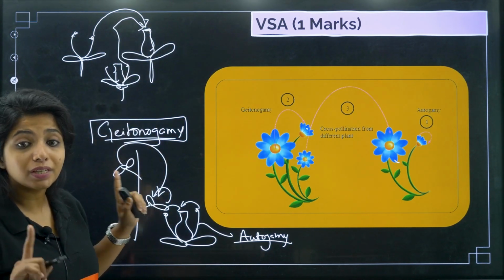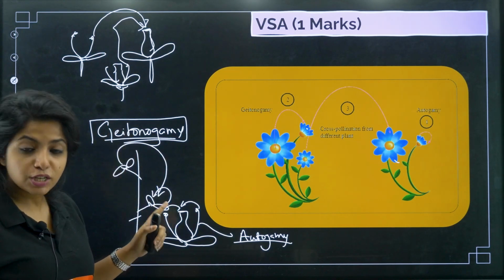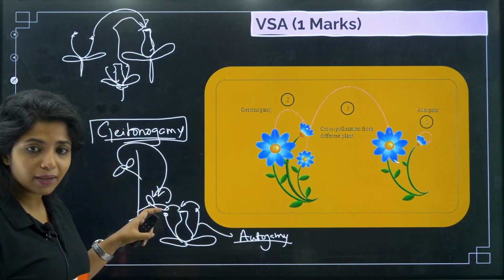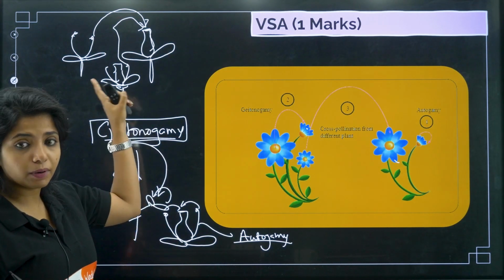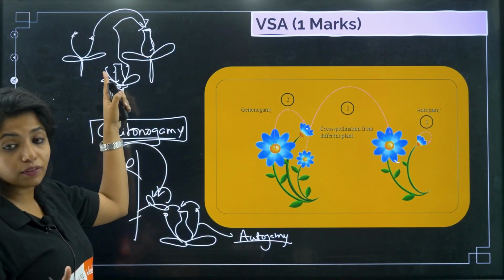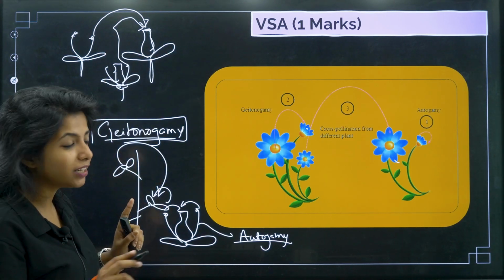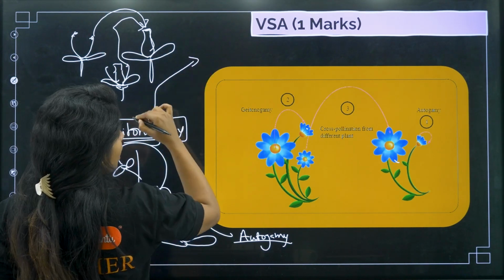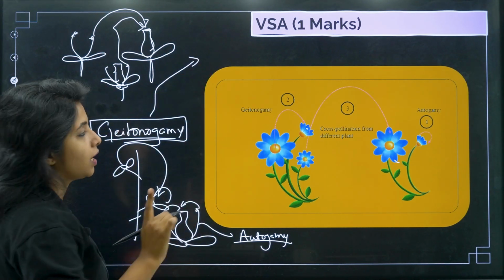They should be having both the sexes on the same plant. The flowers can be different. You can have different sexual flowers. That is different. Okay, or you can have both the sexes in the same flower also. Do not get confused. Geitonogamy happens when, this is an important question again.